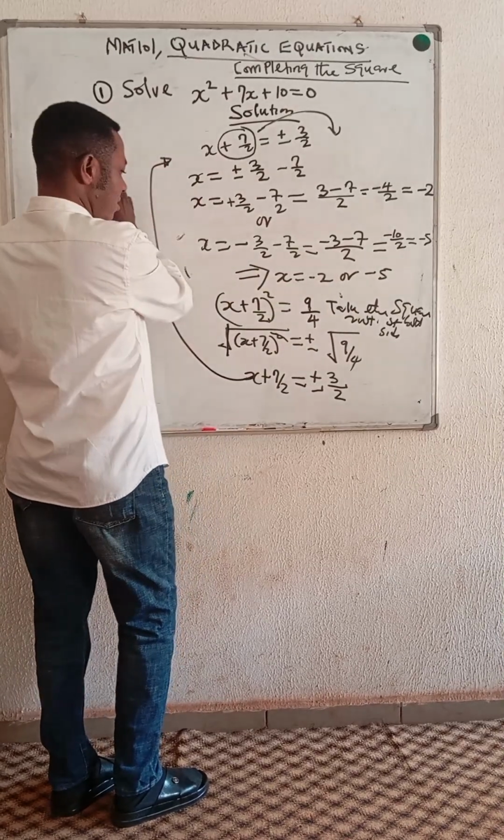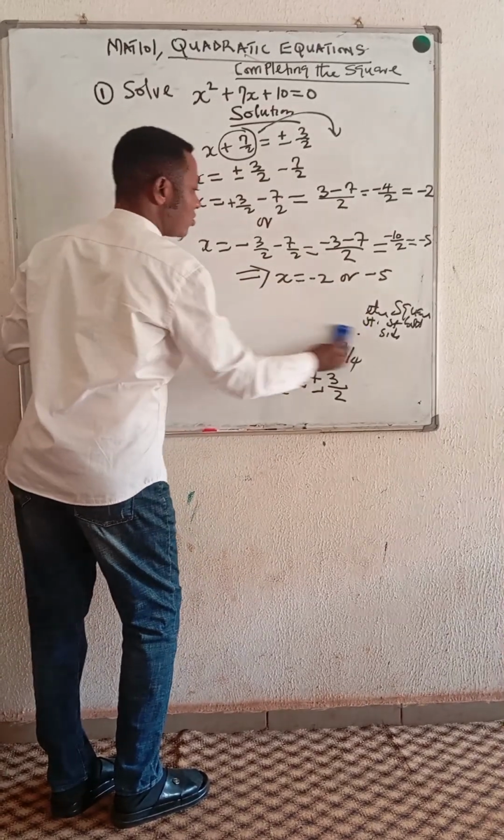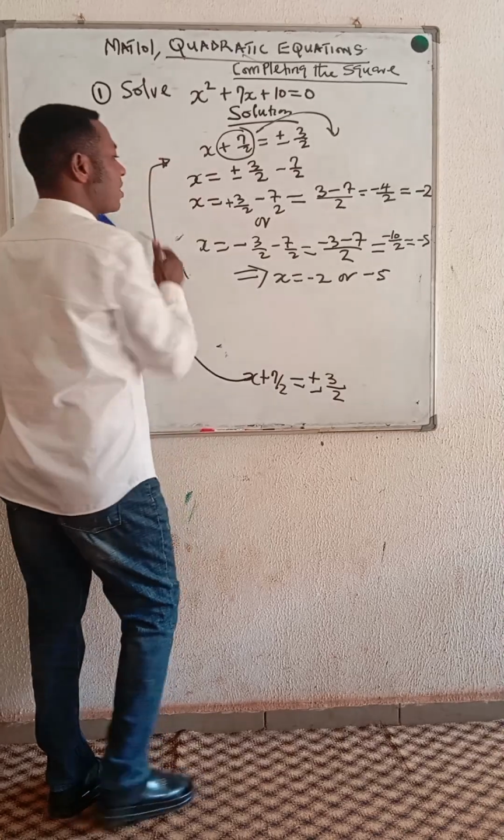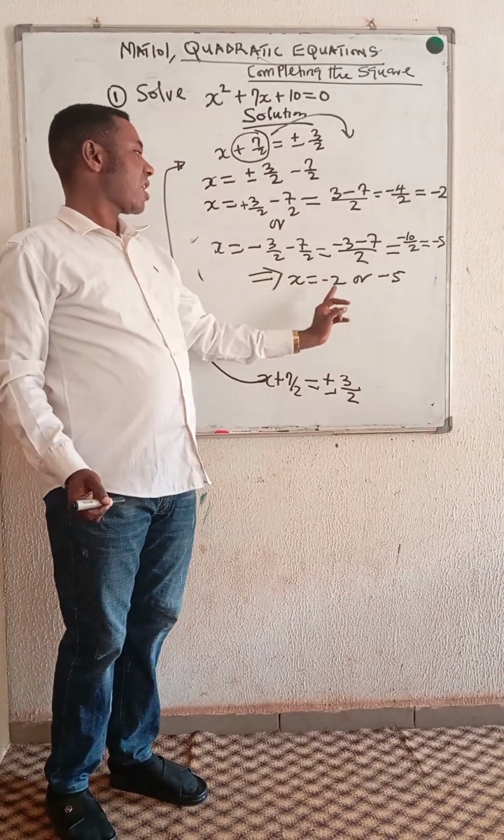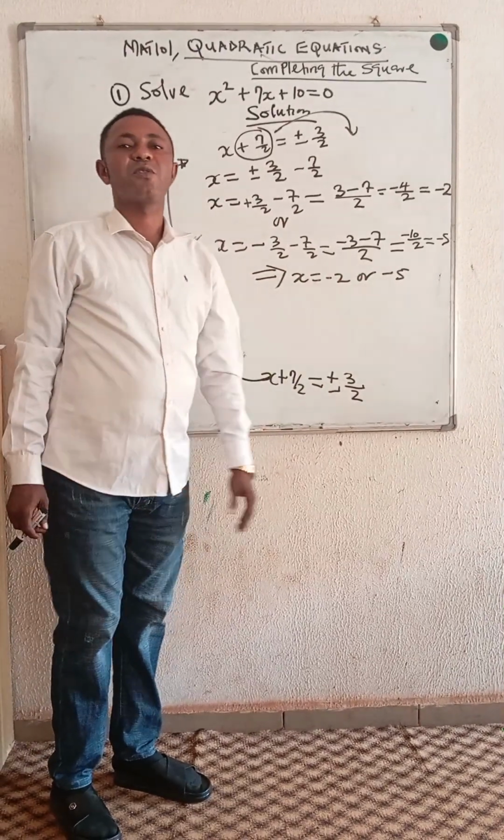Please let me remove this so that we will not be confused. The value of our x is either equal to minus 2 or minus 5.